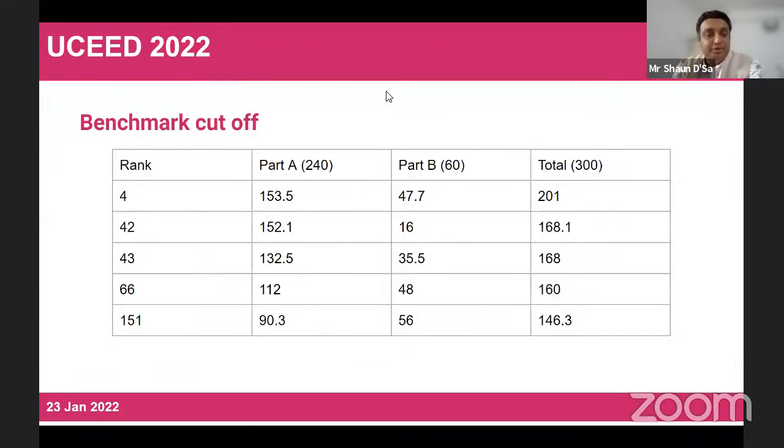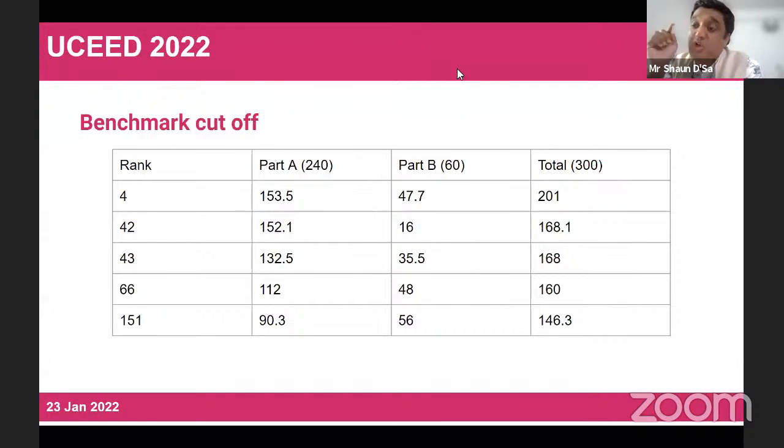So if you look here, Puneet, if you see rank 42, how much marks did rank 42 get in drawing? 16, right? So 16 out of 60. The person is very good in drawing, but just did not get very good marks in that exam. But you must do very well in your part A. So even if you do 152 in your part A, clearly you can get into IIT. In fact, this happened last year as well.